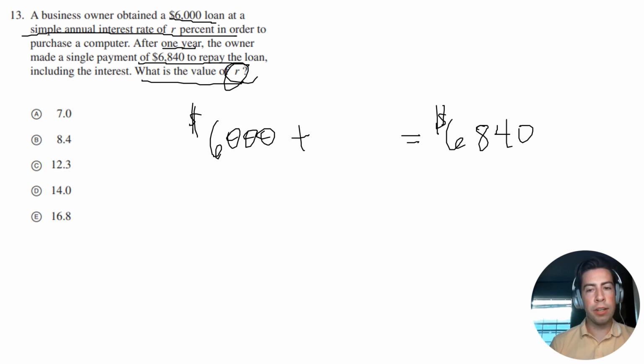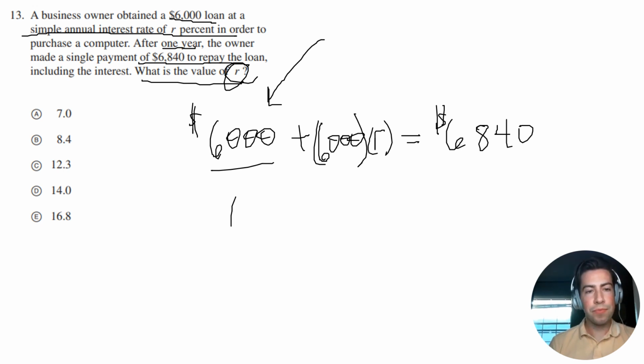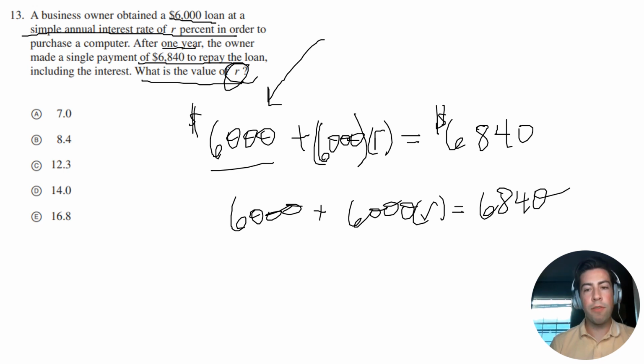They give us this value R here. Now, the question is, how does that R come into this equation? If we have an interest rate, that means it's related to 6,000 somehow. What this interest rate is saying is that you're going to have to pay the initial value, and then we add the initial value multiplied by some percentage. That's going to be our R value. So it's going to be 6,000 plus 6,000R, and that has to equal 6,840, okay?